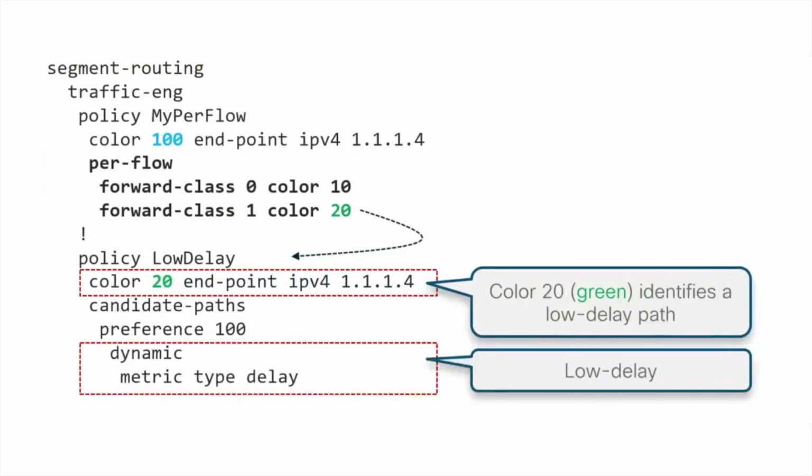You can also have the PerFlow policy be configured manually, where you define the policy with color blue, color 100, and a particular endpoint like 1.1.1.4, and then you can configure the PerFlow characteristics like I went over in the previous case, but this is for a manual PerFlow policy. And then you can also have your manual child policies underneath. In this case, I show the child policy for low delay.